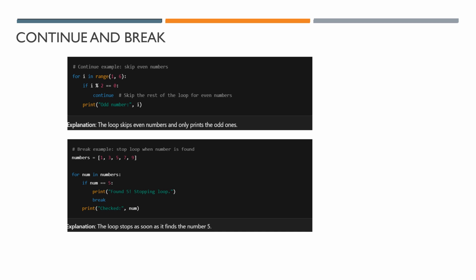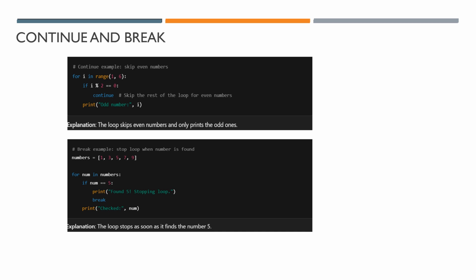Alright, this first example demonstrates how the continue statement works in a loop. We're looping through the numbers 1 to 5. Inside the loop, we check if the number is even using the condition i modulo 2 equals 0. If it is, we use continue to skip the rest of the loop for that iteration. That means even numbers get ignored and only odd numbers are printed. This is useful when we want to filter out certain values without breaking the loop entirely.